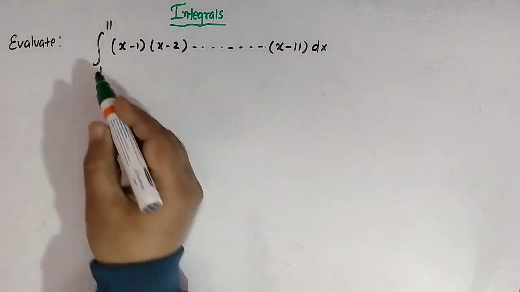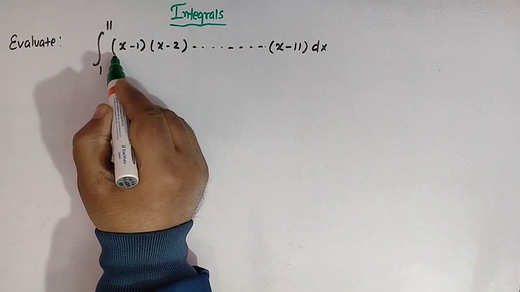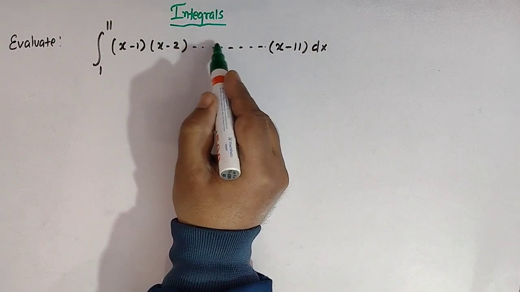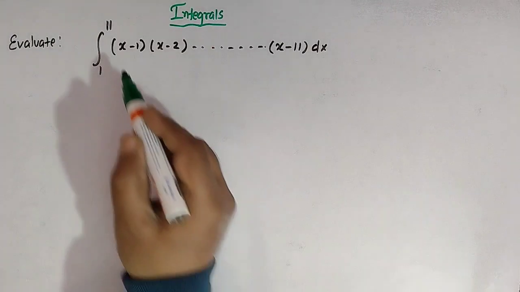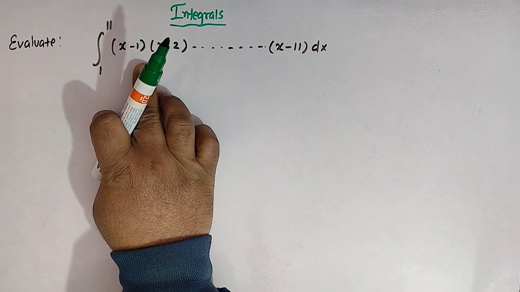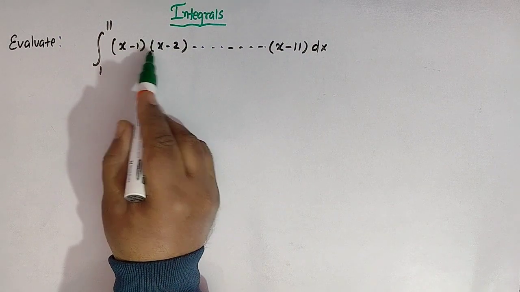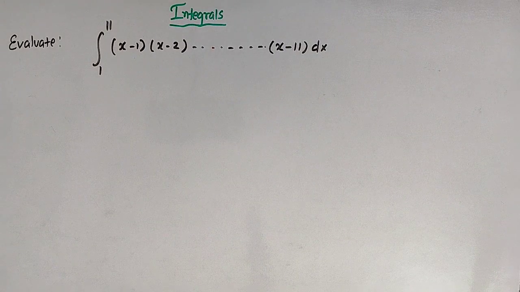So here the integral is given as we have to integrate from 1 to 11, and we have the integrand (x minus 1) times (x minus 2), (x minus 3), (x minus 4), and so on up to (x minus 11). So here our integrand is a product of 11 linear factors. This type of integral can be solved by using the properties of definite integrals.